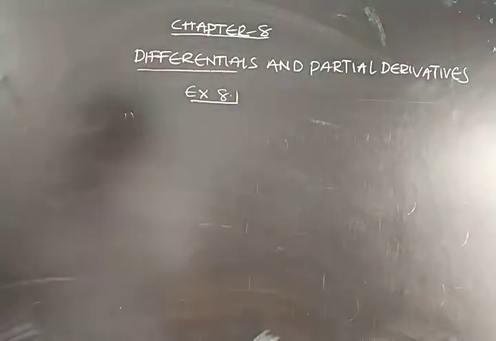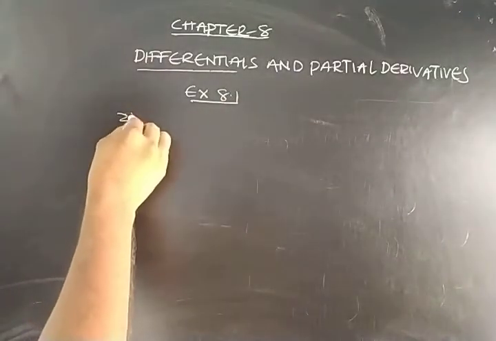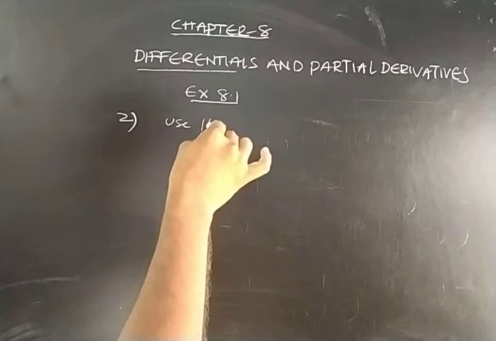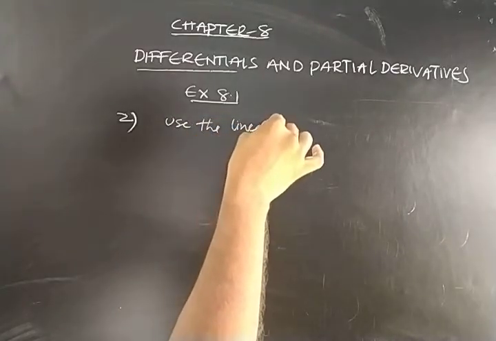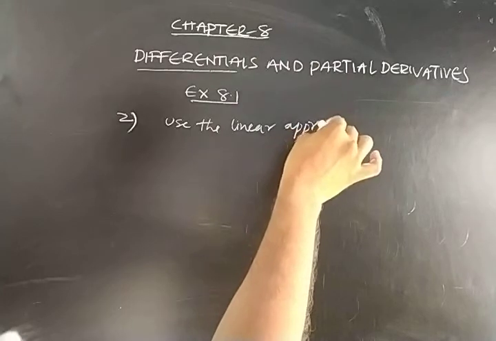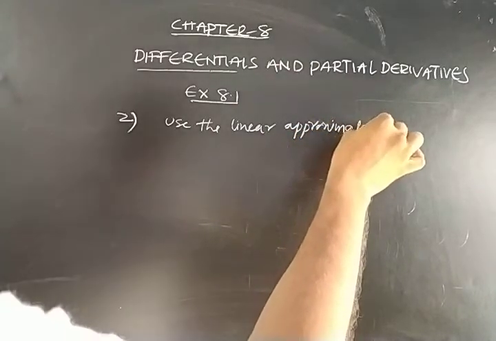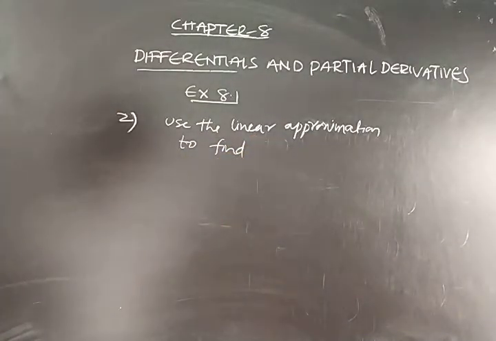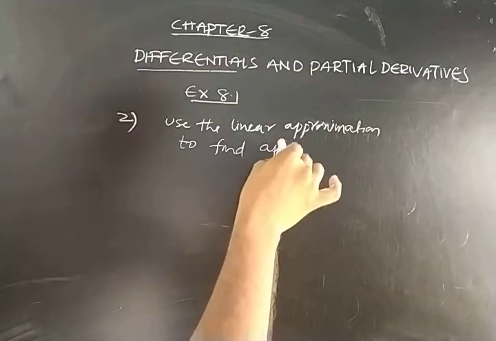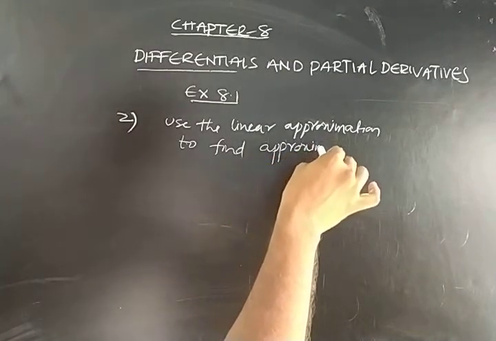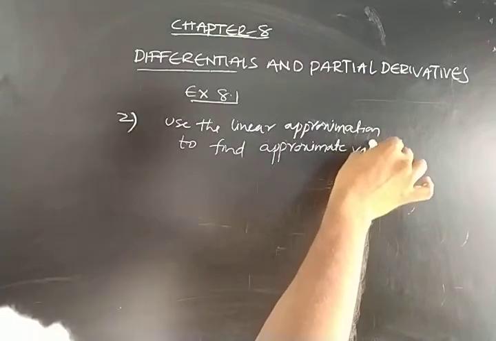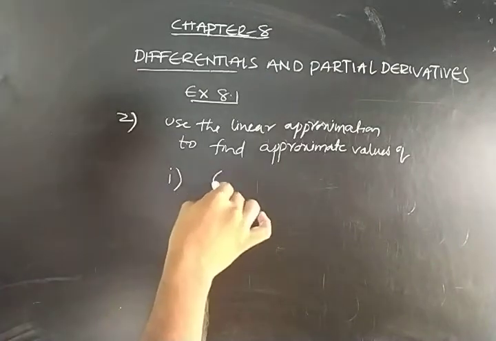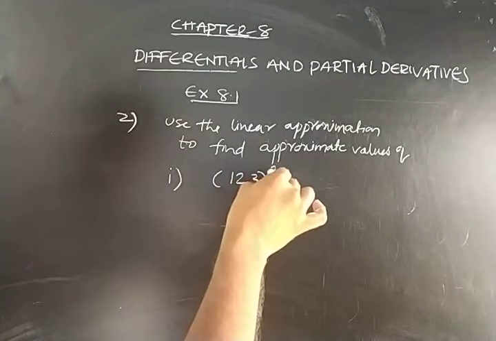Now second question. In section, second bit. Use the linear approximation to find approximate values of, first one, 123 whole to the power of 2 by 3.